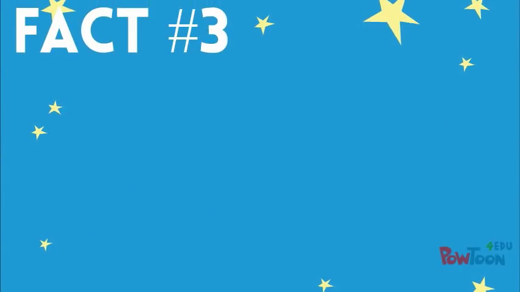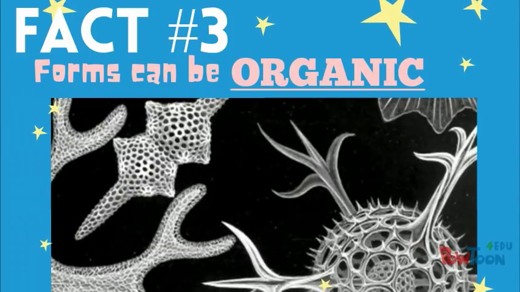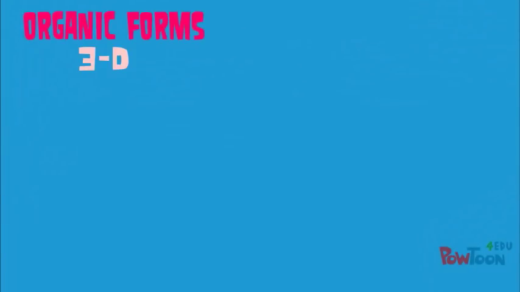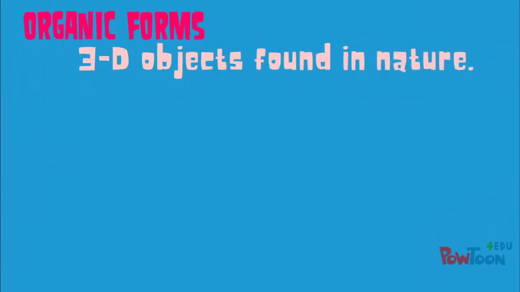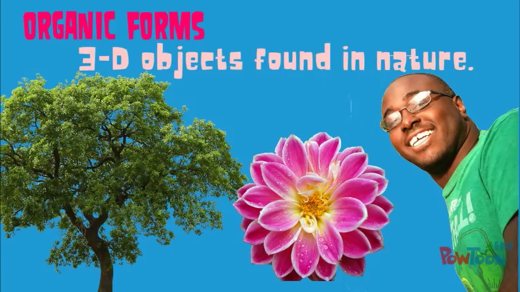Fact number 3. Just like shape, forms can be organic. And just like organic shapes, organic forms also are objects that are more free-form and irregular. Organic forms are often those 3D objects you would find in nature, like a tree or a flower or a person.